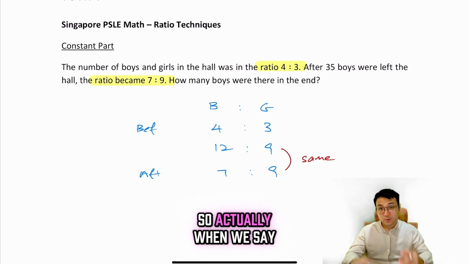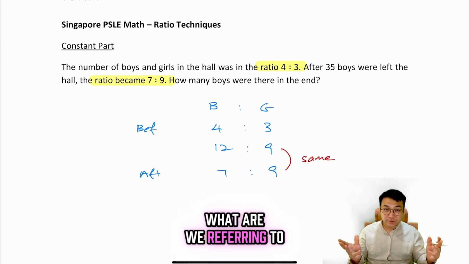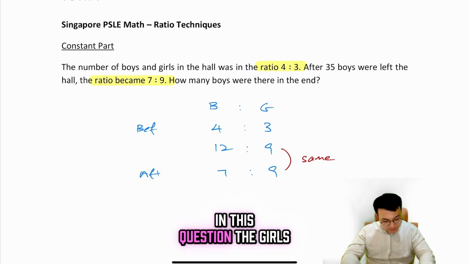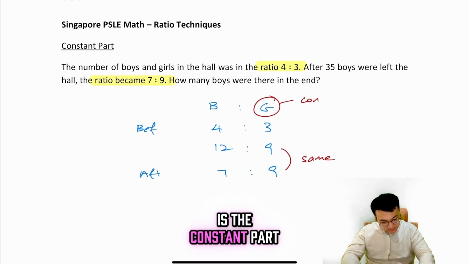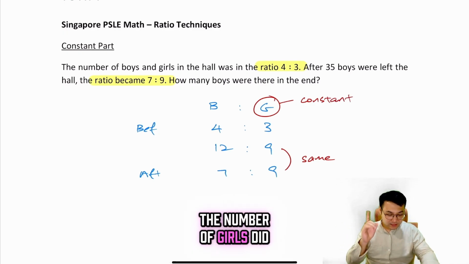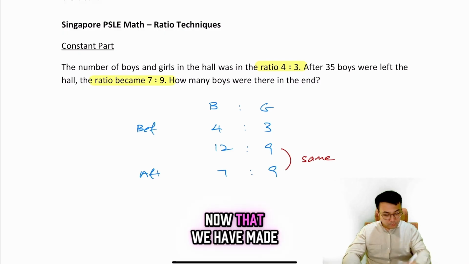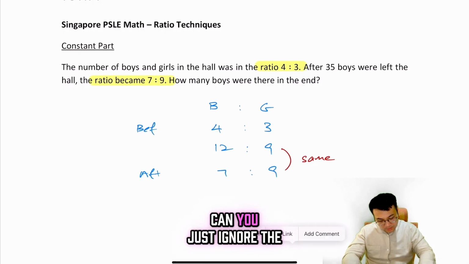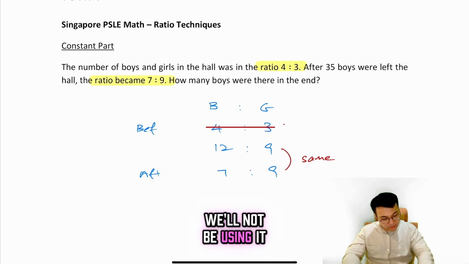So actually, when we say constant part, what are we referring to? We are referring to the girls. In this question, the girls is the constant part. Constant meaning unchanged. The number of girls did not change. Now that we have made sure that the number of girls are the same, can you just ignore the old ratio? We'll not be using it.